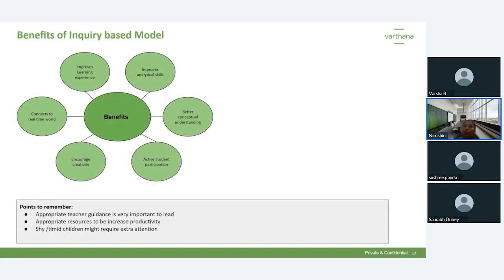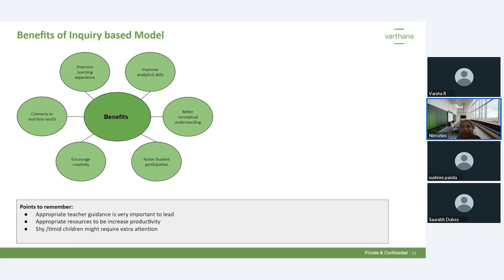Now let's look at the important benefits of the inquiry-based model. When we talk about students doing research, if you have seen, they are actively participating, they are discussing it with their partners, they are understanding what the partner thinks. For example, if the partner thinks that this liquid is this, he has his own reasons, and the other partner has their own reasons that this is this particular liquid. So they exchange their ideas, why this is this liquid and why this is that liquid. There is a lot of exchange of ideas, which improves their learning experience. And it also improves conceptual understanding and analytical skills.